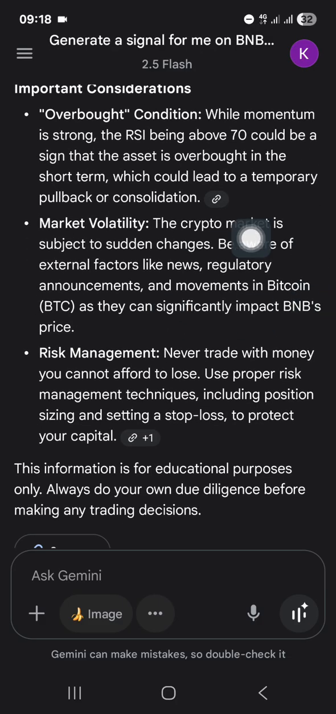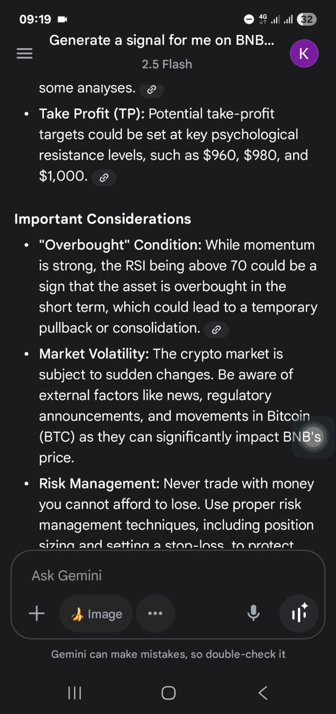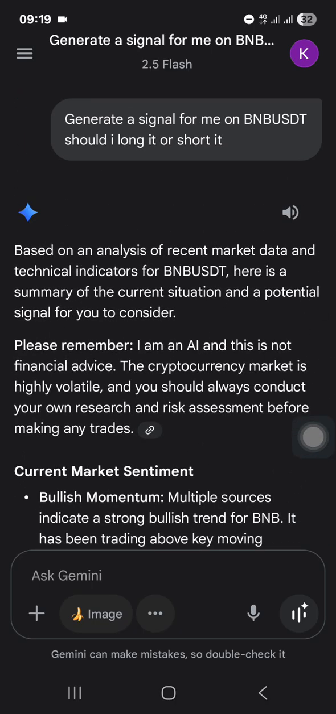Market volatility. The crypto market is subject to sudden changes. Be aware of external factors like news and regulation, that anything can happen and price can actually drop. But as far as it's concerned, it's more bullish. Risk management. Never trade with money you can't afford to lose. Use proper risk management and techniques. Are you getting me? So use proper risk management in trading this asset.